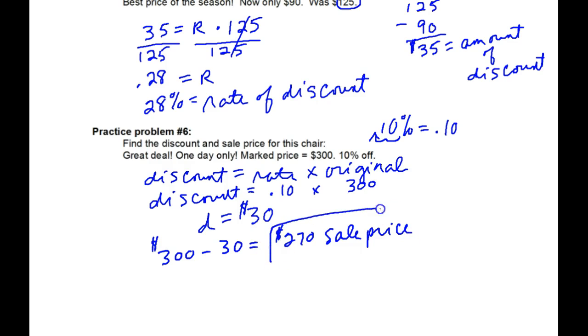So these are a few examples of how the formulas for sales tax, commission, and discount work there in section 6.6. I hope that that's been helpful for you as you're working on the sample problems.